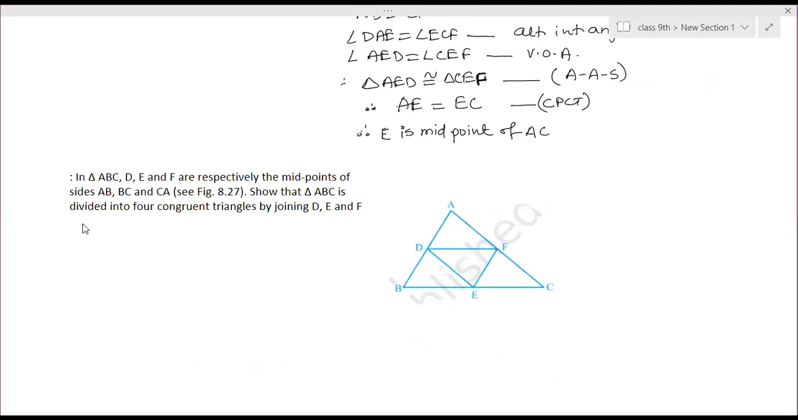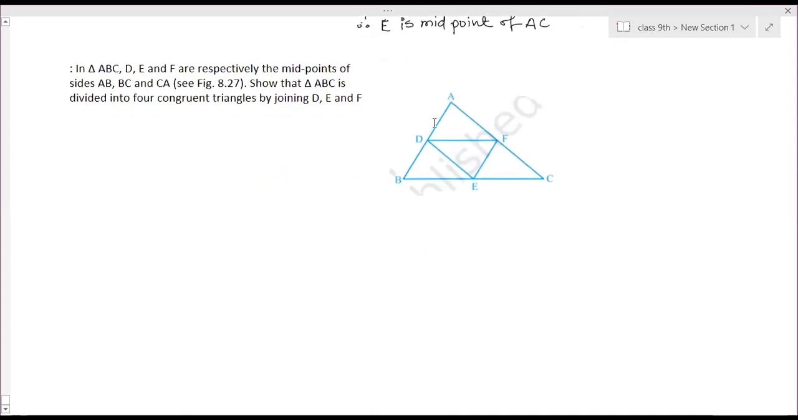Now here you have to prove: in triangle ABC, D, E, F are respectively the midpoints of sides AB, BC, CA, as shown in figure. Show that ABC is divided into 4 congruent triangles by joining D, E, F. So all the triangles are congruent, that we have to prove. How to prove? Here first DFEB quadrilateral check.